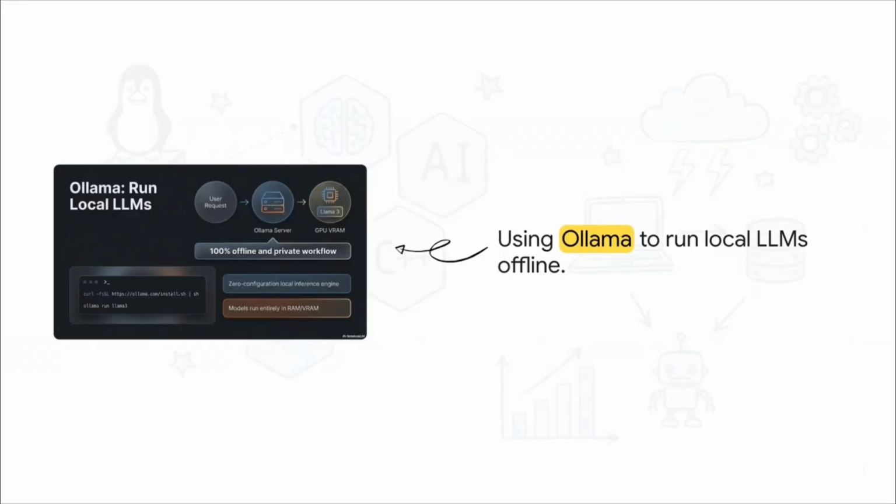With just a single curl command, Ollama is ready to run models like Llama 3 locally with zero configuration required. Seriously, what is Ollama? It's a seamless local inference engine. You literally just curl the install script, type ollama run llama3, and boom, you are instantly chatting with a cutting-edge AI right in your terminal. Why use it? For 100% private, offline workflows. You use this when you're analyzing sensitive data that simply cannot legally or ethically be sent to a cloud provider.